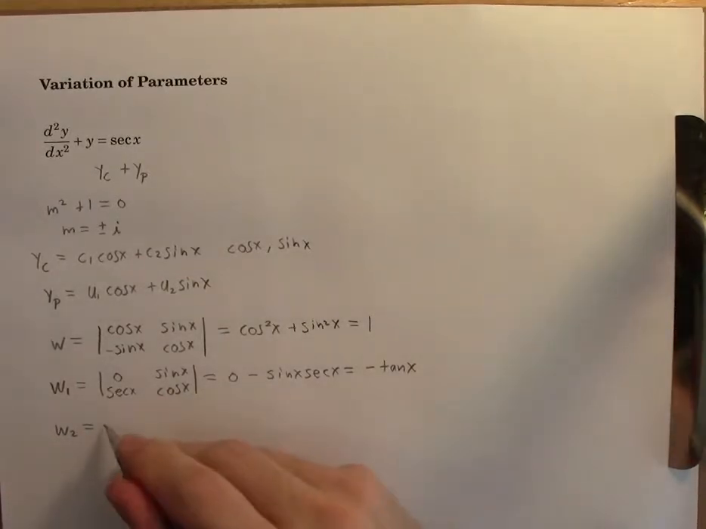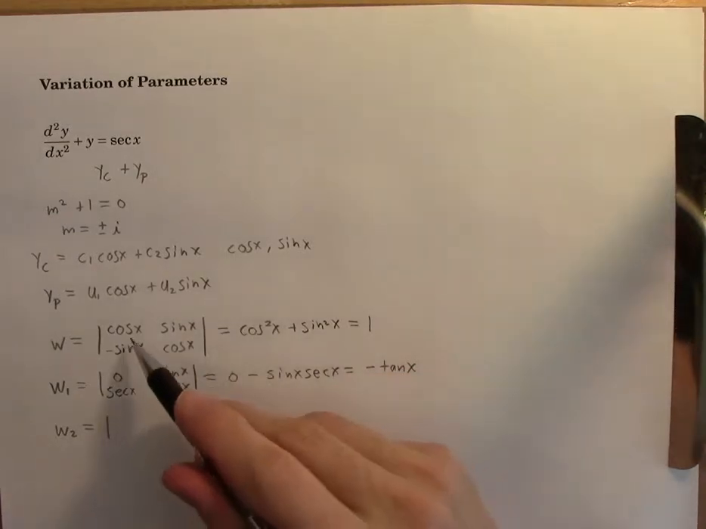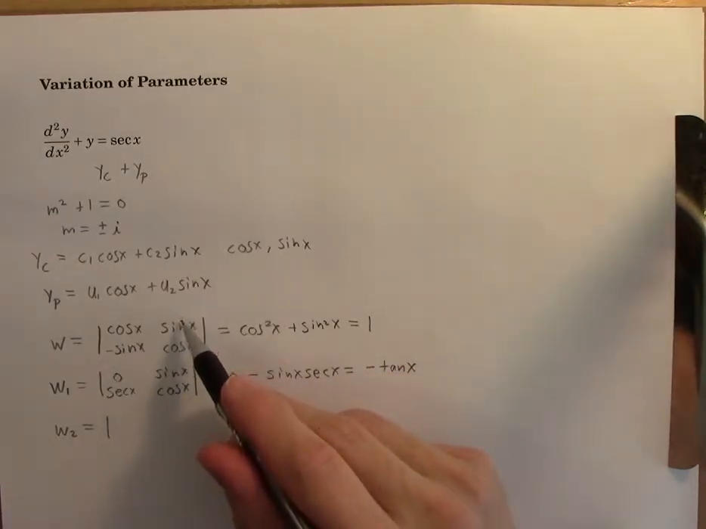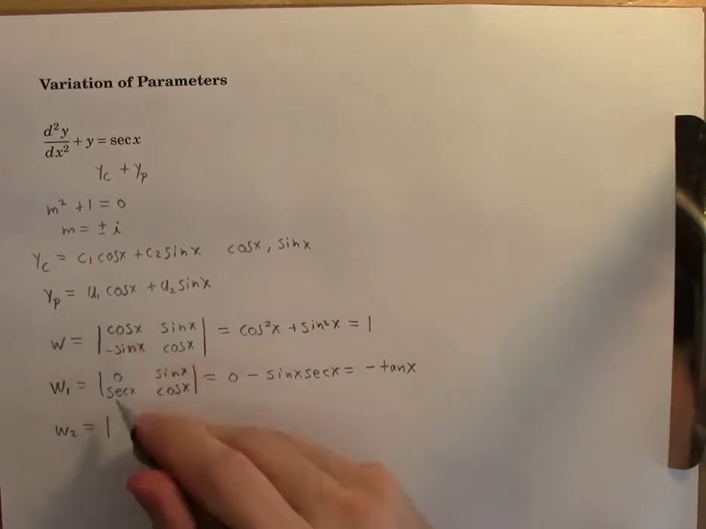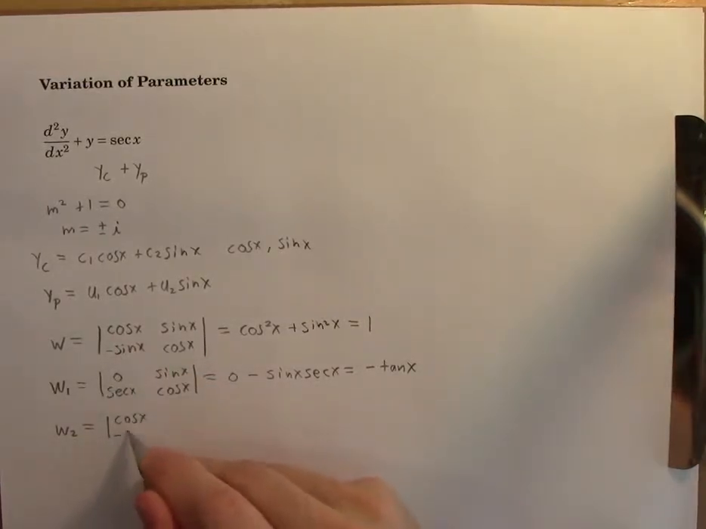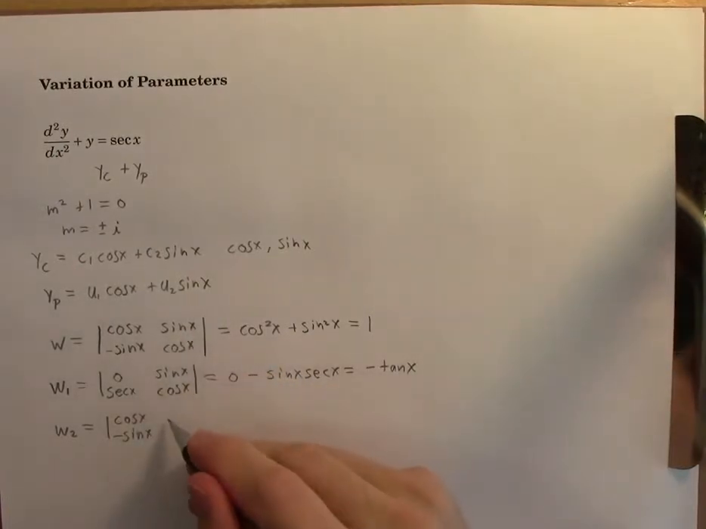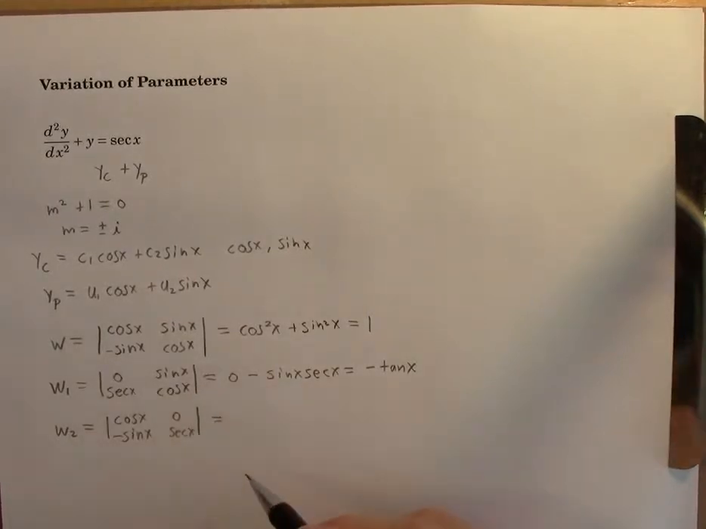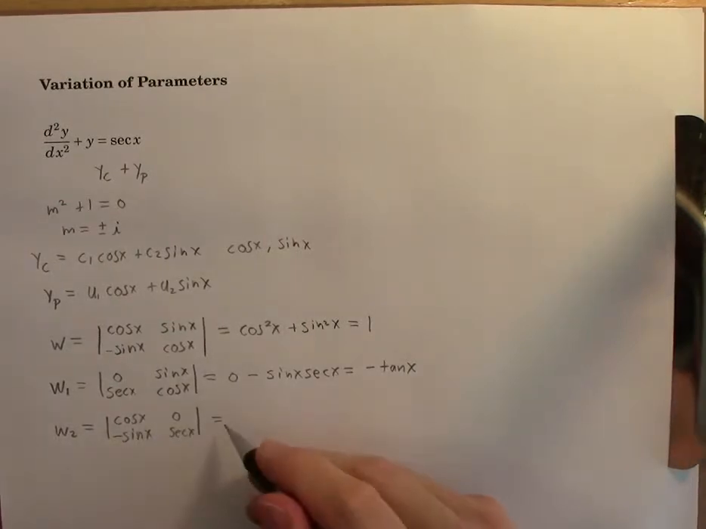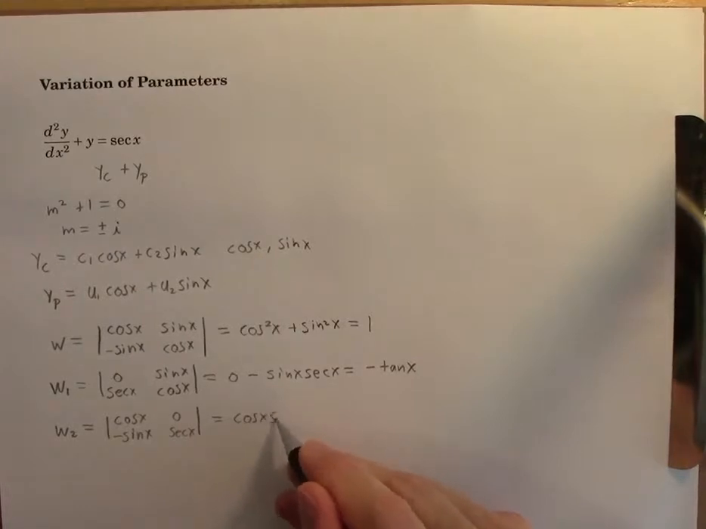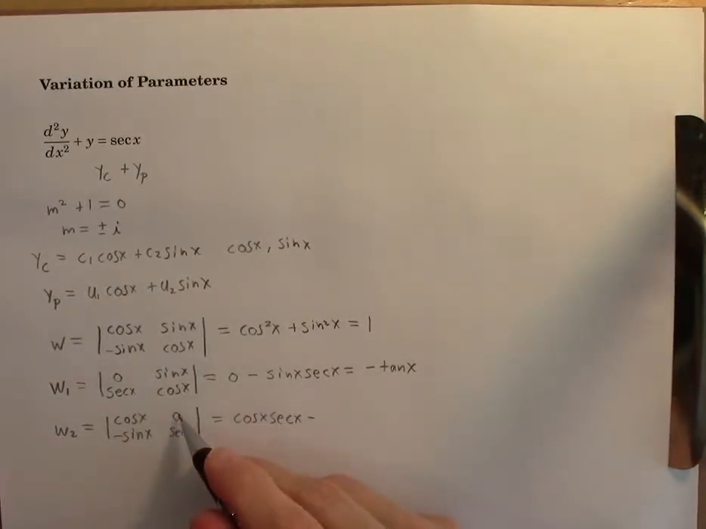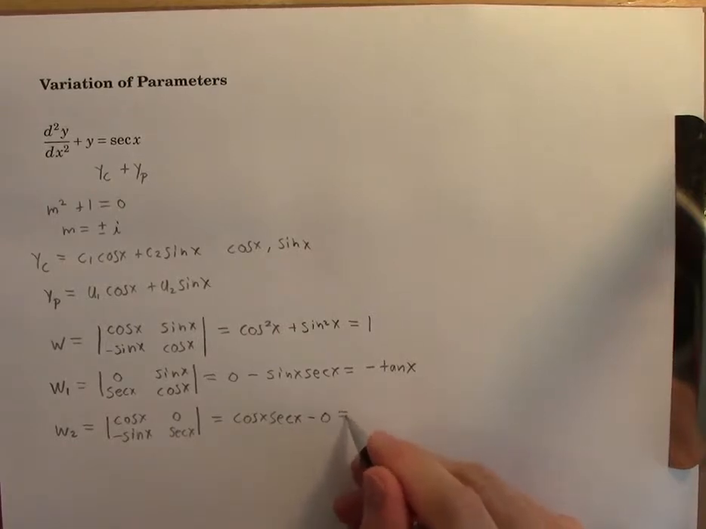Now there's another determinant called W2. And we go back up to the Wronskian determinant, this time replacing the second column. So the first column we keep, cosine of x, negative sine of x. The second column is replaced with the 0 and the secant of x. And we compute that determinant by multiplying across both directions. So we have cosine times secant, and then minus 0 times negative sine of x. Cosine times secant is equal to 1, so we come up with W2 is equal to 1.